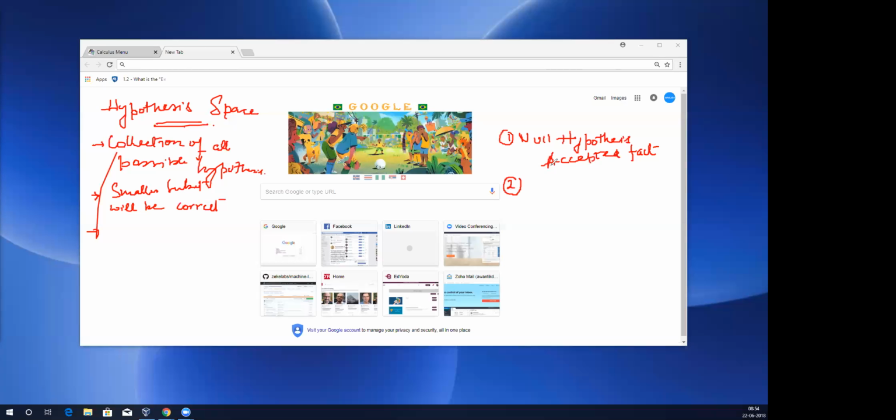Tell me some accepted fact. For example, the sun comes up in the east. This is an accepted fact. You may tell me some more. Sugar sweetens the tea. These are some accepted facts.